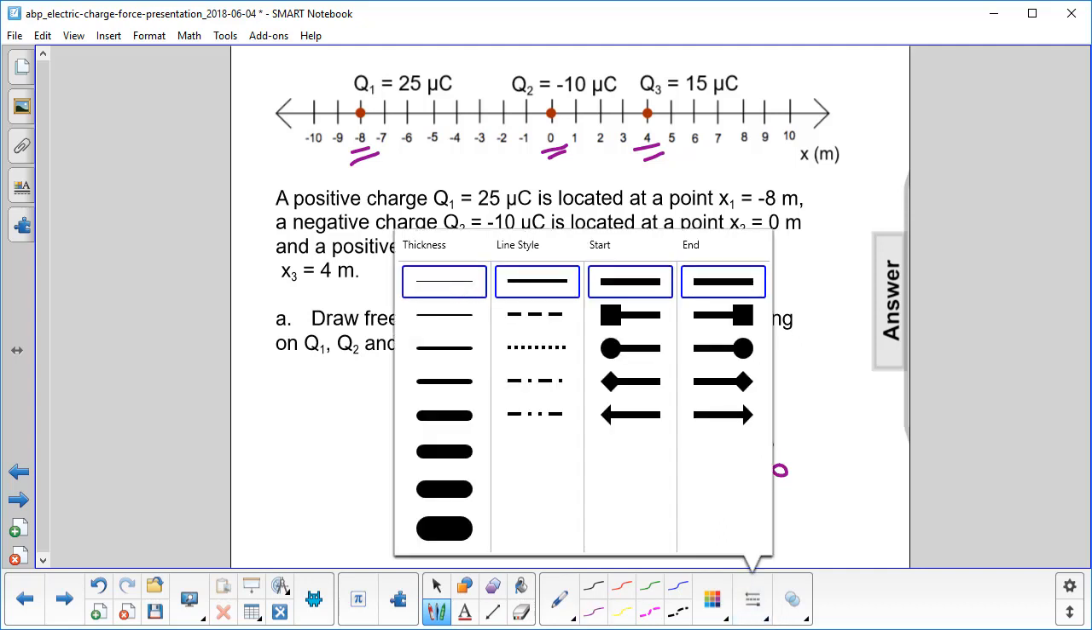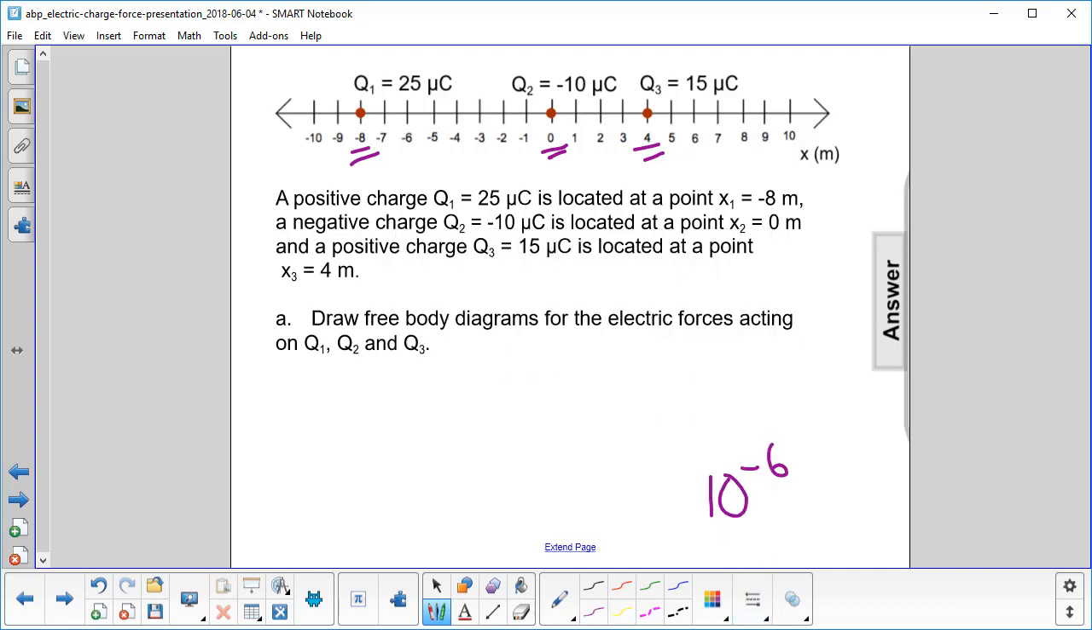Okay, well, let's do this here so we can fit better. Q1 is a positive charge, Q2 is negative. So let's start with Q1. Q2 is going to try and pull it that way, right? So that's going to be the force that 2 exerts on 1. Q3 is positive, so that's going to try and push Q1 this way. So that will be the force that 3 exerts on 1.